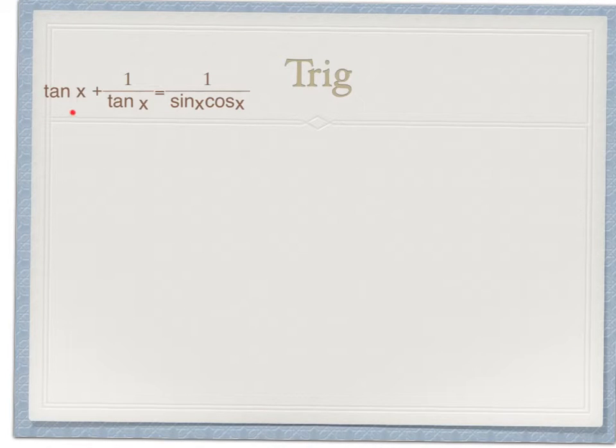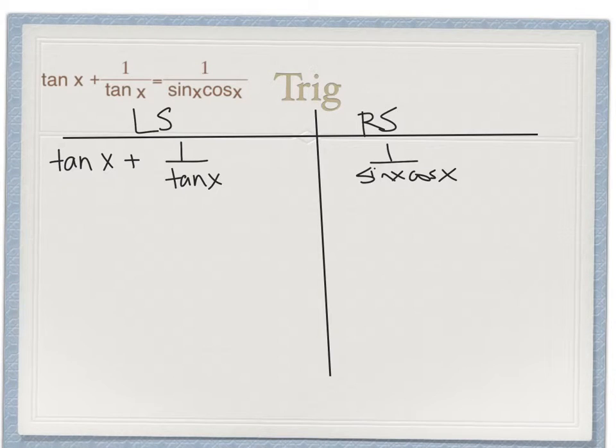This one looks a bit more challenging. We have tan x plus 1 over tan x equals 1 over sine x cos x. And again, if we're going to be doing a proof, then we need to set our page up in left side and right side. Again, this side, being in sine and cosine already, is probably as simple as it's going to get. So I'm going to work with this side.